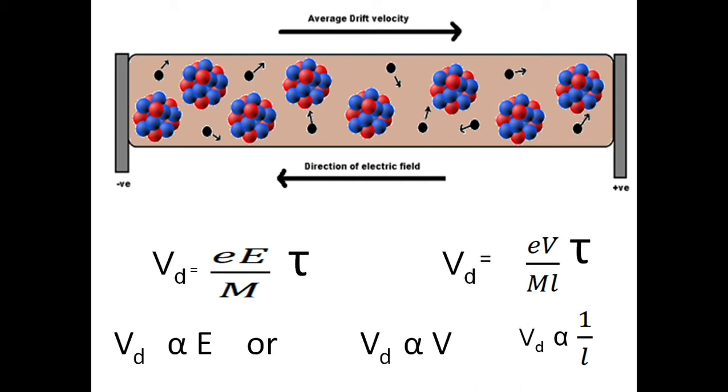In the previous lesson, we derived the expression for the drift velocity. So in this lesson, we will try to understand how the drift velocity depends on various physical quantities.